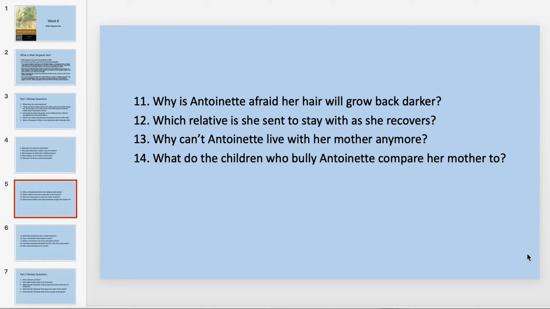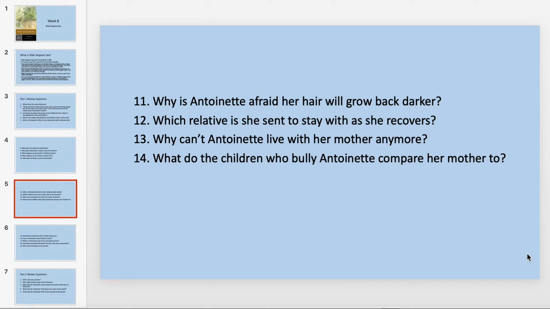Going on to 13 here, why can't Antoinette live with her mother anymore? So her mother has become very depressed after the fire, after losing her son. Again, Antoinette's brother died, so her mother is dealing with something that today we would see someone hopefully go to therapy to get help with, but that wouldn't have been available at this time. And so her mother is just written off as being crazy and has to go live somewhere else and be taken care of. And so Antoinette, for her own safety, is separated from her mother.